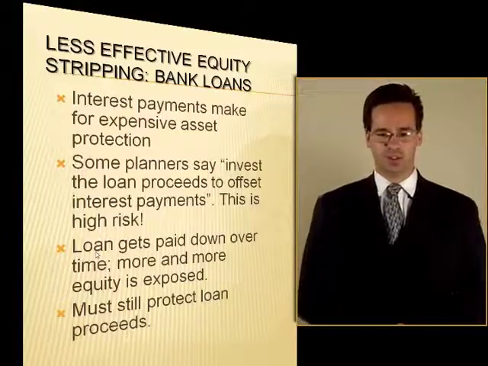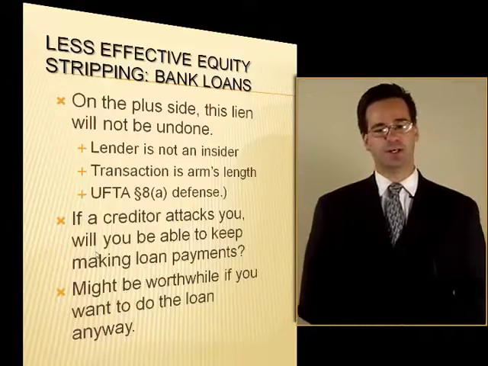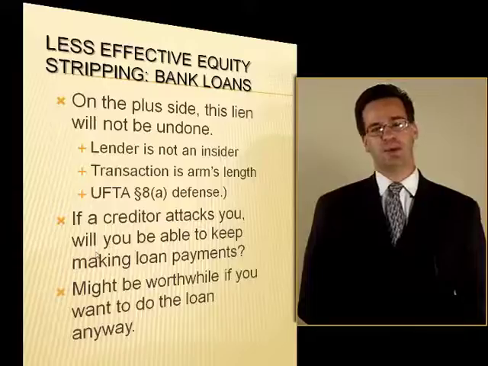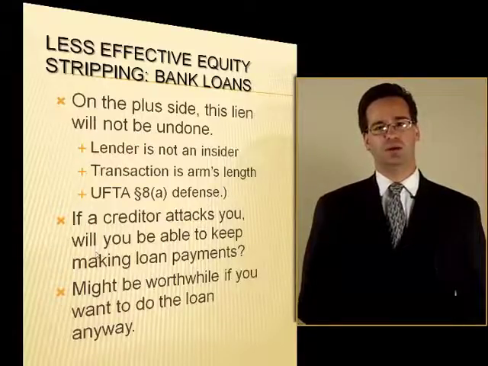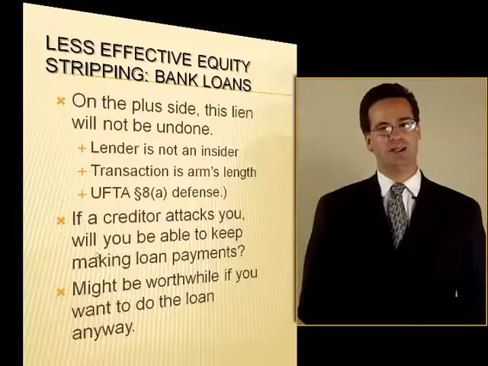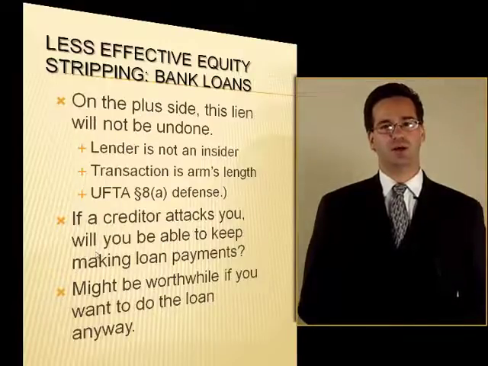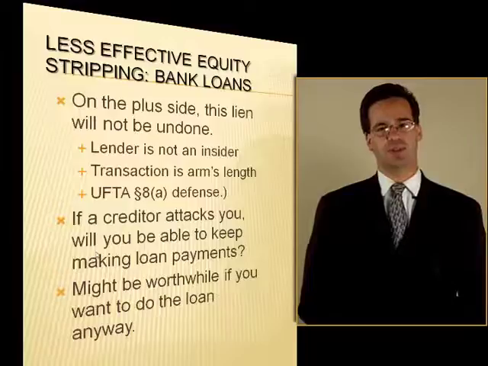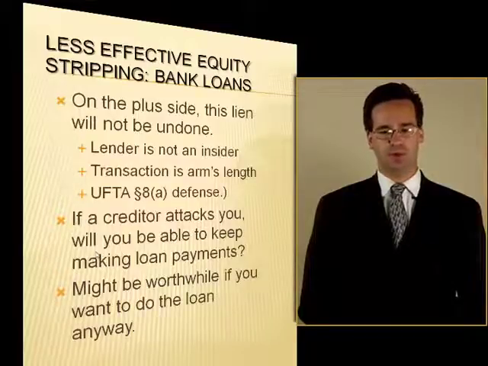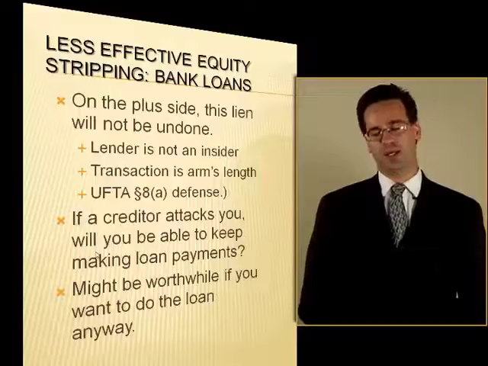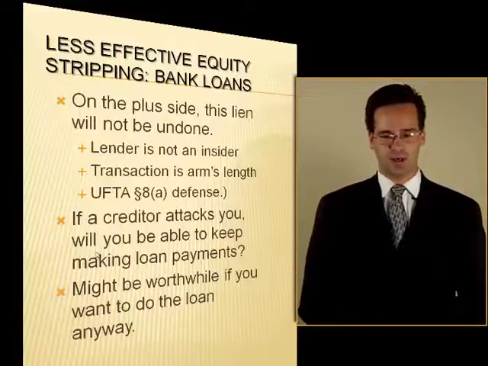Moving on to the next page, there is a plus side, and that is if a bank puts a lien on your home, no one's going to question and say, well, that's not a valid lien. That lien is going to stay on there, and it's almost inconceivable that a creditor would ever be able to undo that bank loan. It's an arm's length transaction, it's an independent third party, and the lender's not an insider.